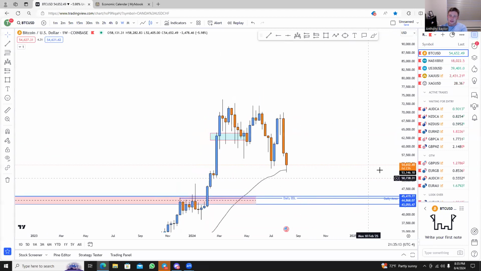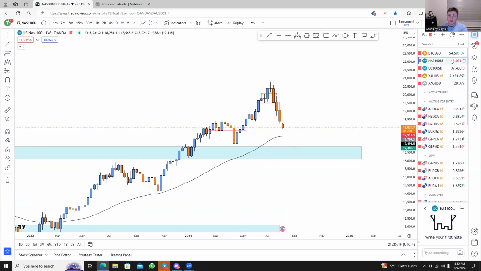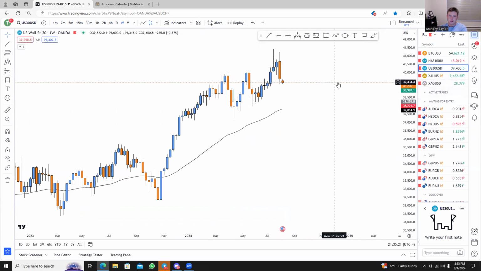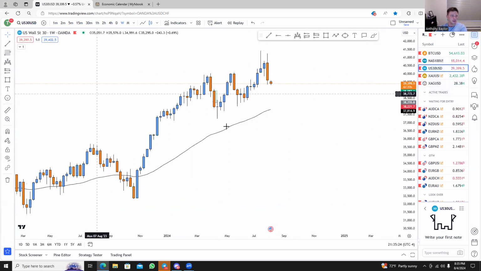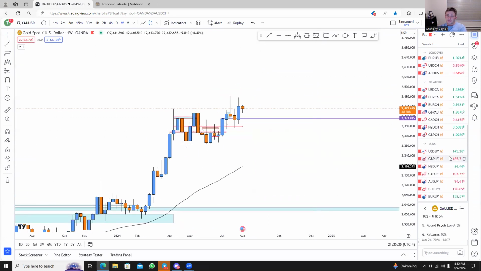Bitcoin tanks. Look at that. 54,000, 54.5, 54.6. NASDAQ's tanking too. US30's coming down. They just took a bunch of money out of the market, so I'm going to see what happens.